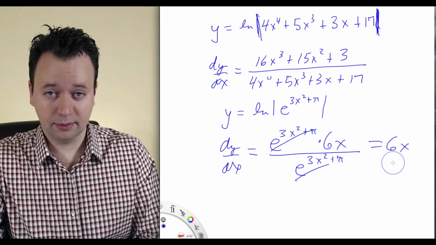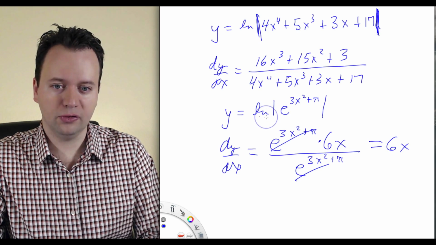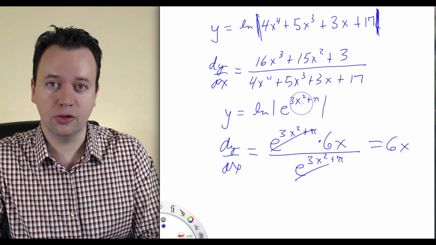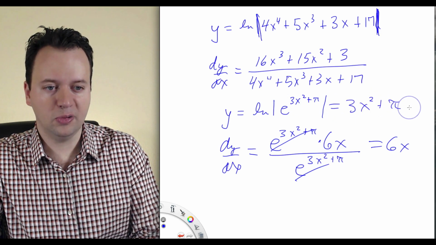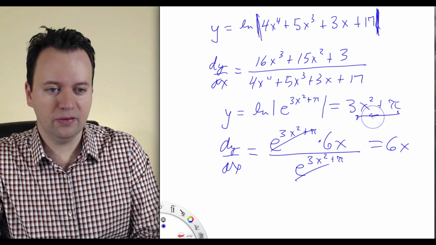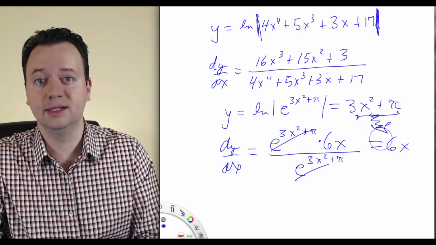Now that's reasonable, because if we simplified this expression, the ln of e to the 3x squared plus pi is just equal to 3x squared plus pi. So it makes sense that the derivative is just going to be 6x.